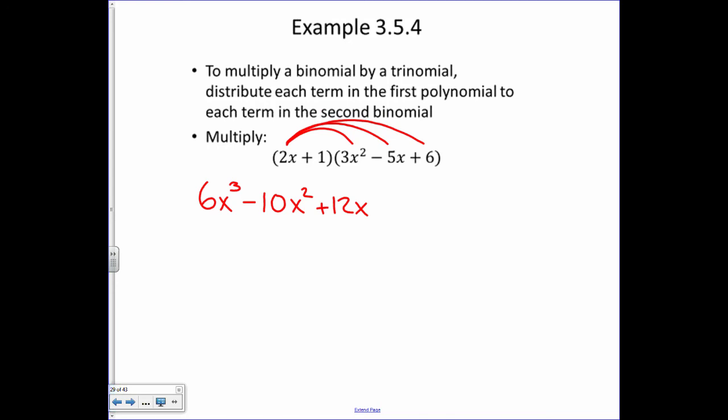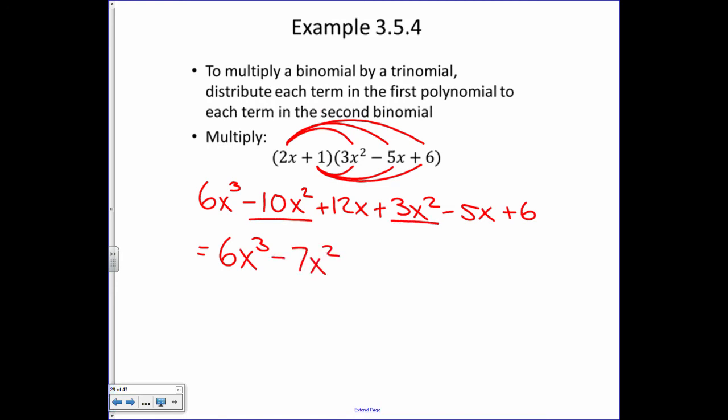So we've multiplied 2x times each term in the trinomial. Now we need to multiply 1. 1 times 3x squared is plus 3x squared. 1 times minus 5x is minus 5x. And then plus 6. Now we just need to add our like terms. 6x cubed is going to stay the way it is. It's the only x cubed term. We have negative 10x squared plus 3x squared, which will give you minus 7x squared. 12x minus 5x will give you plus 7x, and then plus 6.